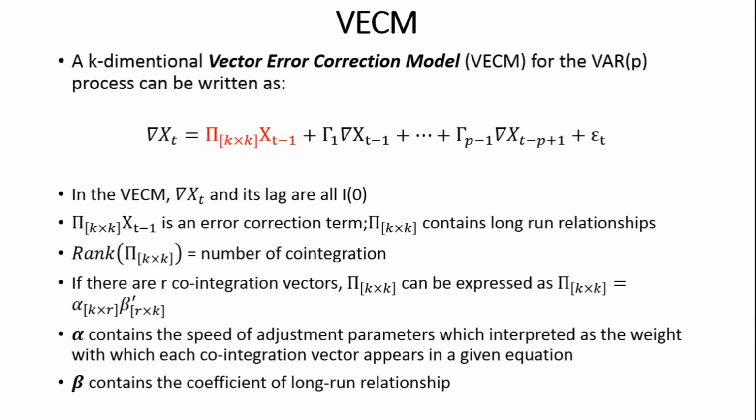If there are r cointegration vectors, the matrix can be expressed as the product of a matrix of order k×r and a matrix of order r×k. Alpha contains the speed of adjustment parameters, interpreted as the weight with which each cointegration vector appears in the given equation. Beta contains the coefficients of the long-run relationship.